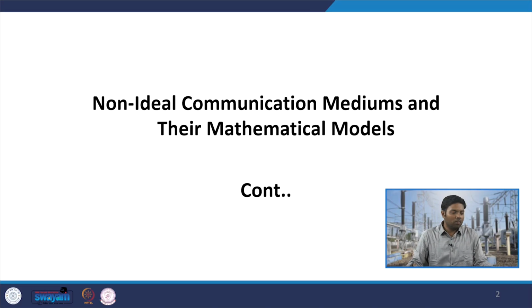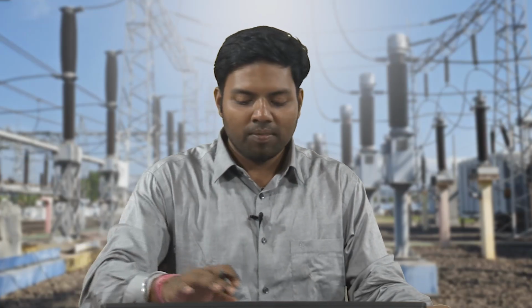We are continuing with our module 11, that is cyber physical layers in distribution system. In the last class we started about the non-ideal communication mediums, what are their characteristics, and how we can model the noise, packet loss and erroneous data transfer. So, we will continue with these non-idealities, how to model them, and we will see a few more non-ideal events.